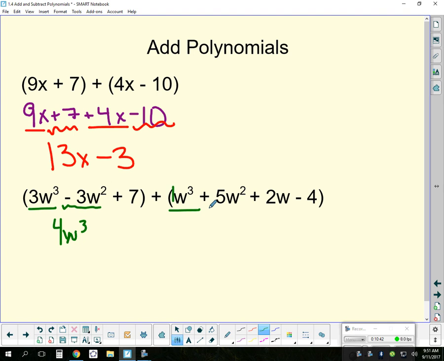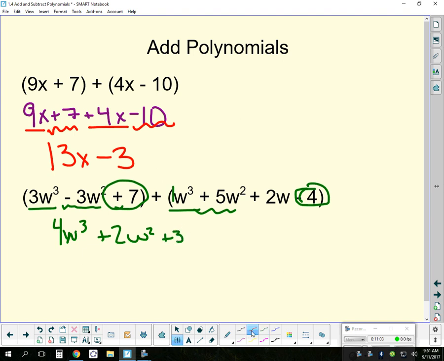And that would be like terms with positive 5w squared. And so we get positive 2w squared. Last one in our first polynomial is plus 7. Plus 7 is like terms with minus 4. Missed my minus sign. And you get plus 3 there.